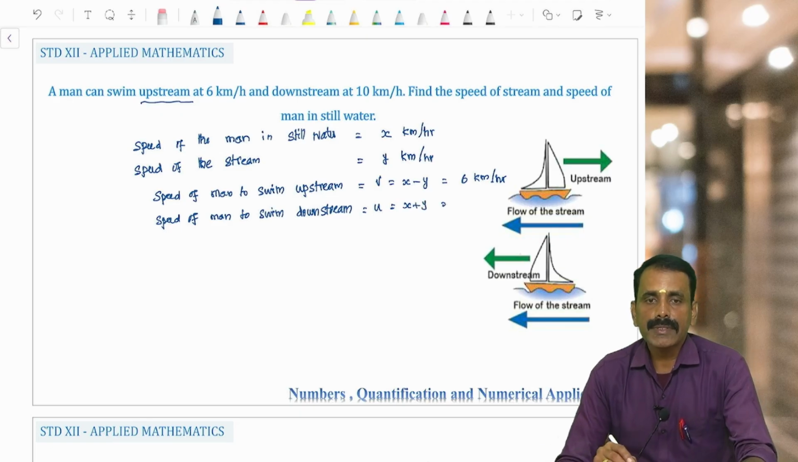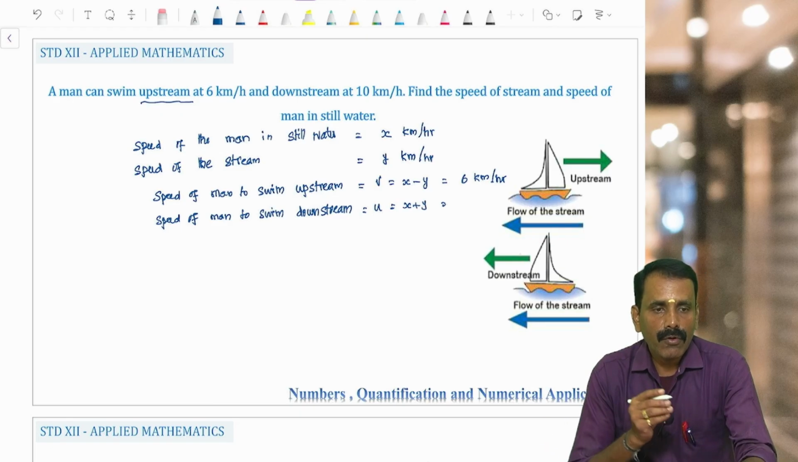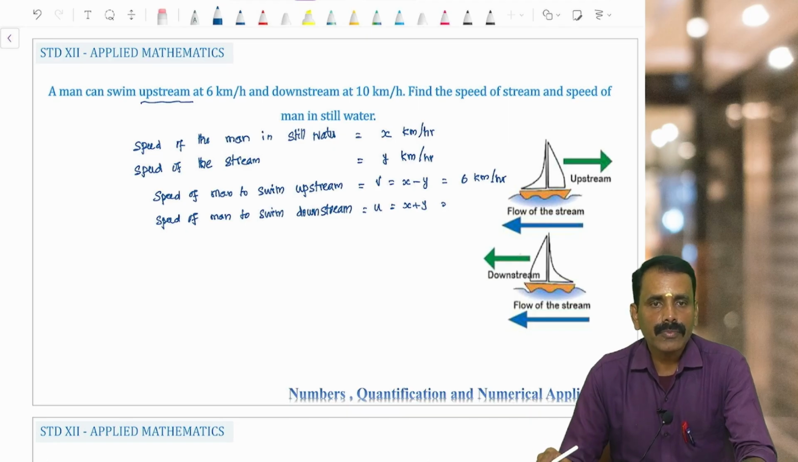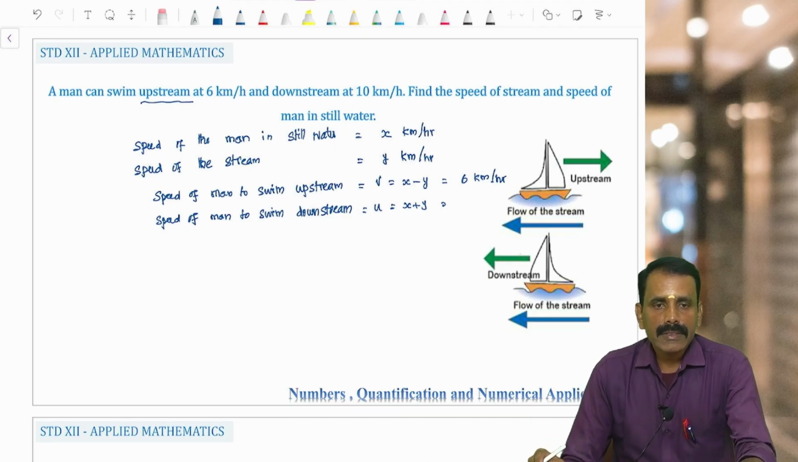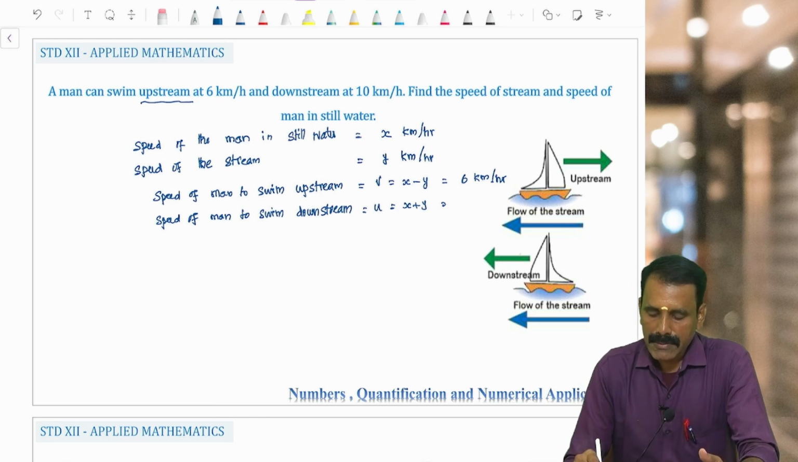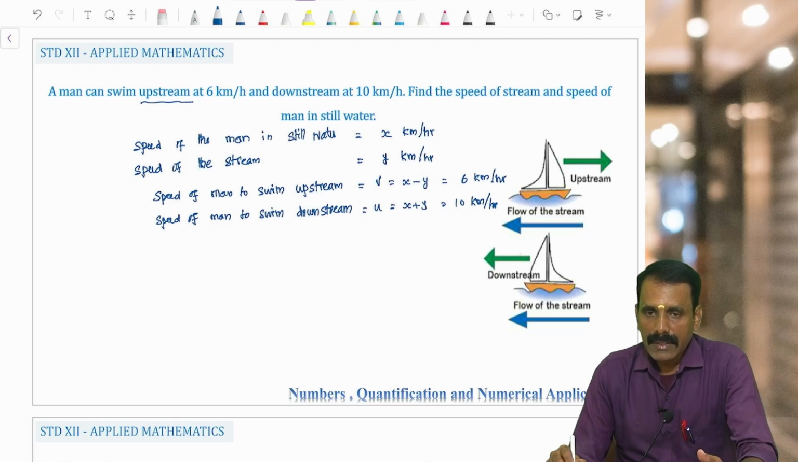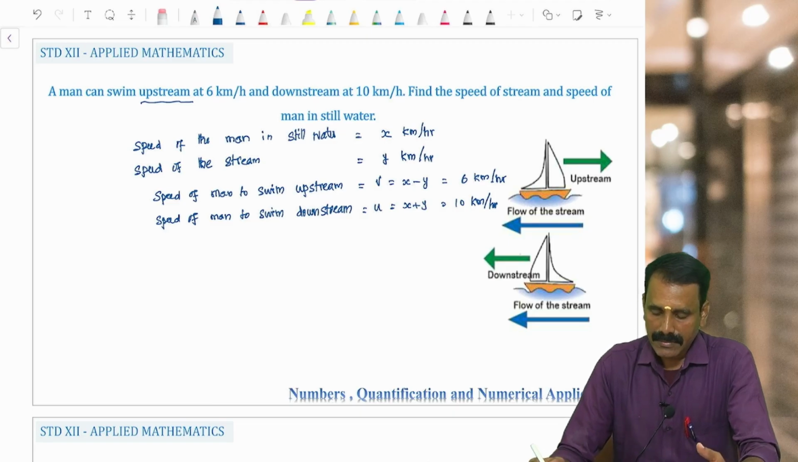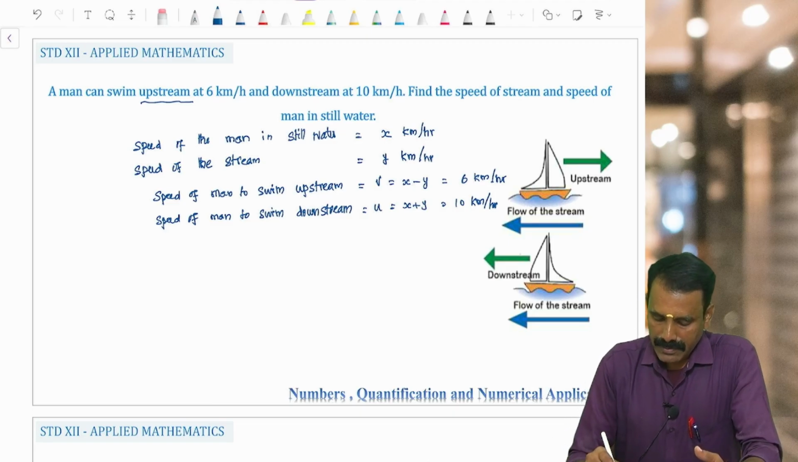Downstream, when he swims along the flow of the water, he is having extra support of the flow of the water, so the speed is added, x plus y, and x plus y is given to be 10 km per hour. We can see that in upstream the speed is reduced, downstream the speed increases. We solve this equation.